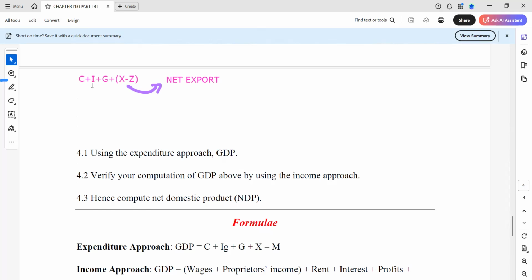And also with investment, right? Our lecturer was explaining this today in class to say that investment consists of two things, right?